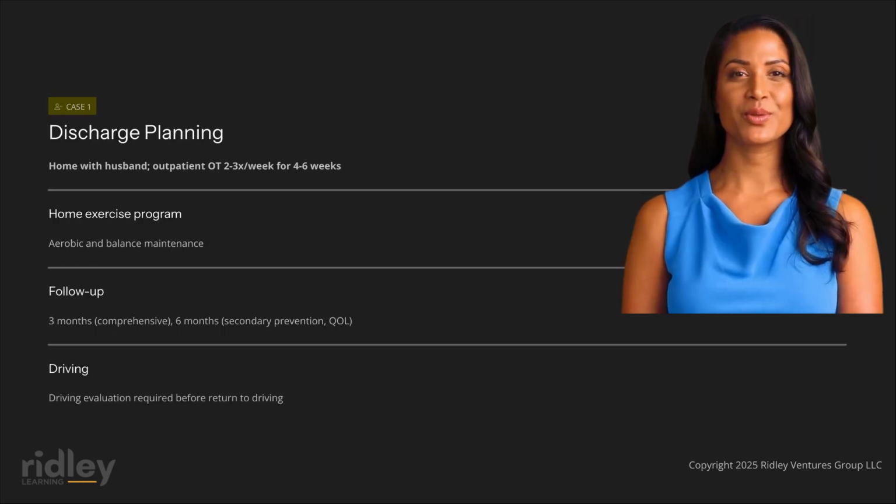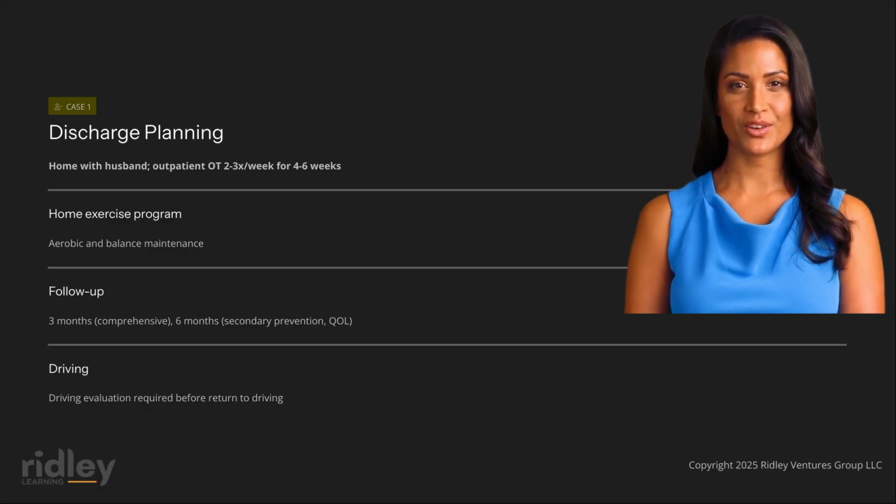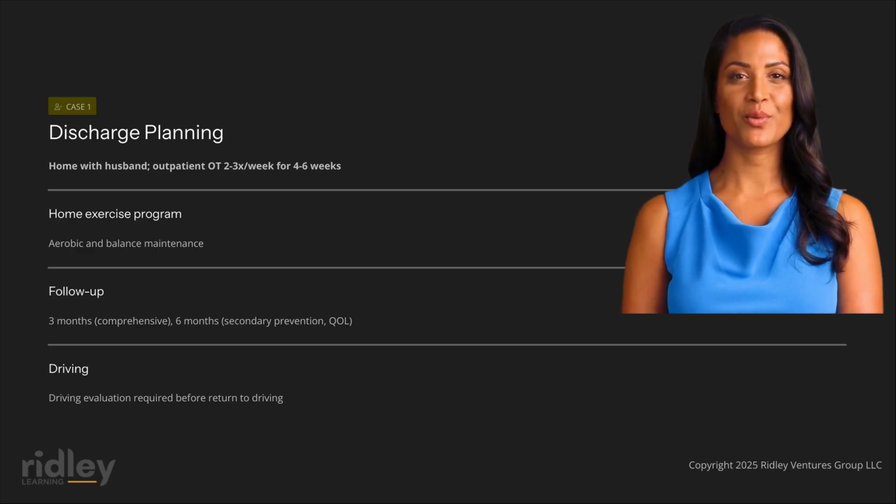The third clinical decision point addresses discharge planning. What services and follow-up should be arranged at discharge? Mrs. Chen has achieved functional independence appropriate for discharge home with her husband. Given her continued mild upper extremity coordination deficits and goal of returning to teaching, which requires writing, computer use, and sustained cognitive demands, outpatient occupational therapy 2 to 3 times weekly for 4 to 6 weeks is indicated to continue upper extremity, fine motor training, and ensure readiness for work demands.